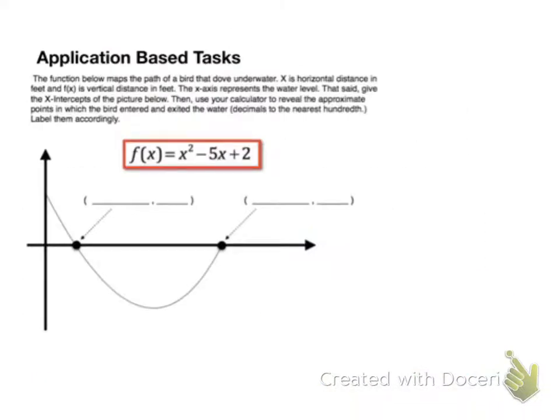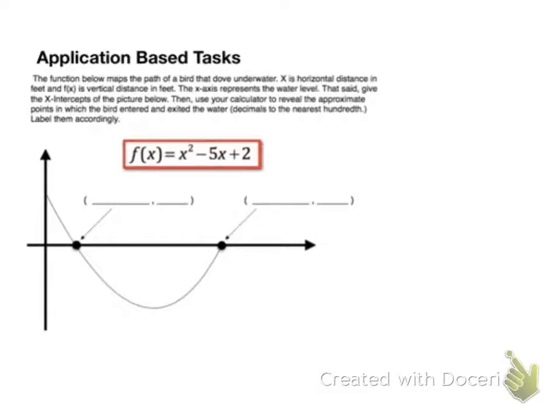All right, the application-based test for the factoring quiz. And this is still page 2. So it says the function below maps the path of a bird that dove underwater. So imagine the bird's coming from here. That's the water right here. So it enters the water here, comes back, and then surfaces back up on the water right there.